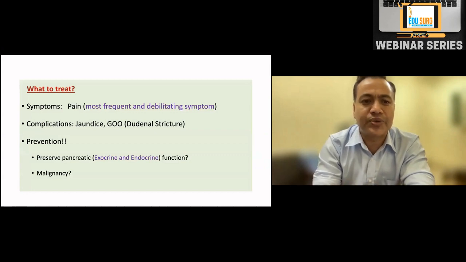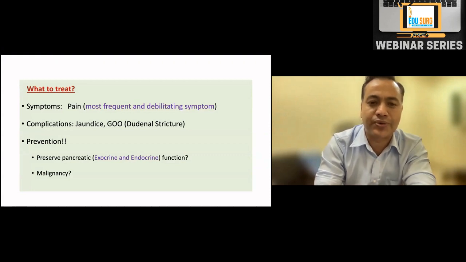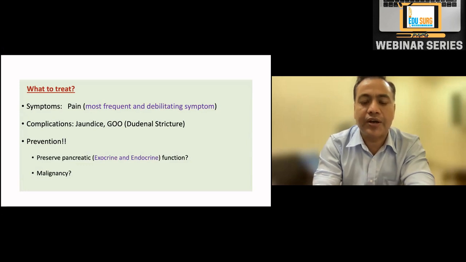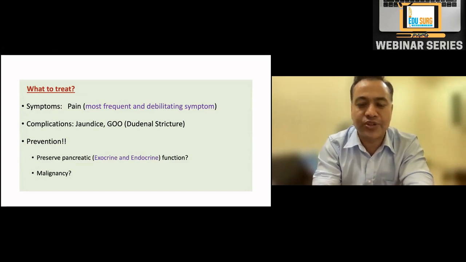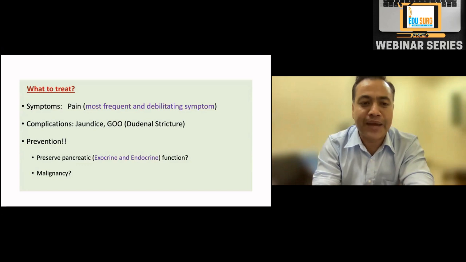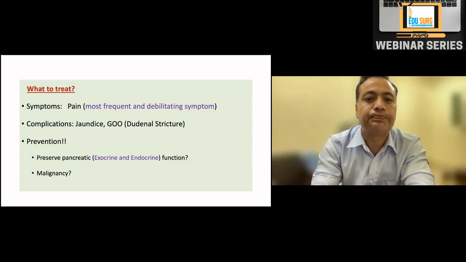So what do we treat in patients with chronic pancreatitis? Definitely, it's pain. In almost 80% of patients with chronic pancreatitis, pain is one of the most frequent and debilitating symptoms. And of course, when they develop complications like jaundice, which is due to biliary stricture, or gastric outlet obstruction because of duodenal stricture, these need to be treated. Can we prevent the development of exocrine and endocrine dysfunction with the treatment we have? Or can we prevent the development of malignancy in patients with chronic pancreatitis? We'll discuss this in upcoming slides.